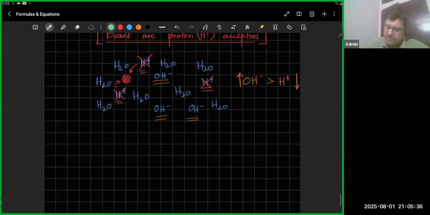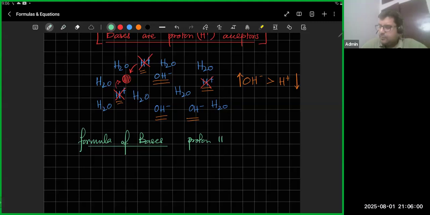So now the formula of bases. First, what is a base? I just said, it's a proton acceptor, right? That is what a base is. The proton, I told you, was the H plus ion. So it's a proton acceptor. So it removes H plus ions.